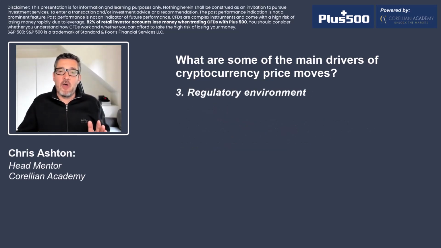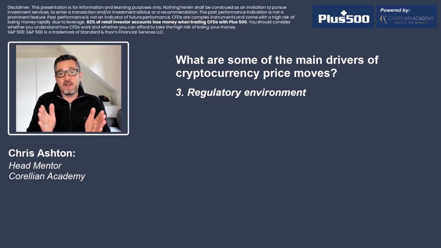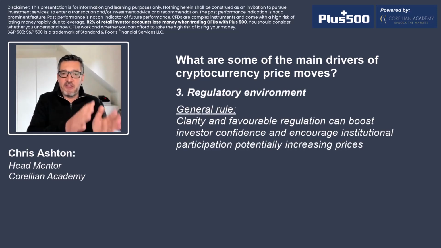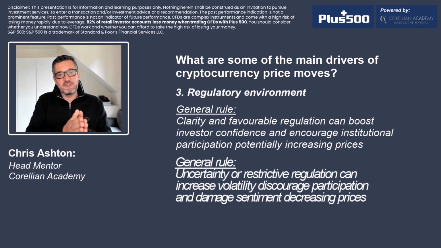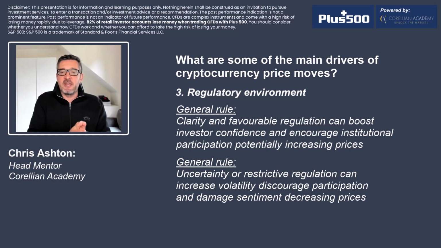The regulatory environment is category 3. Regulatory developments and government policies regarding cryptocurrencies have a significant impact on market prices. Clarity and favorable regulations can boost investor confidence and encourage institutional participation, pushing prices higher, while uncertainty or restrictive regulations can lead to market volatility and hinder adoption, negatively impacting prices.